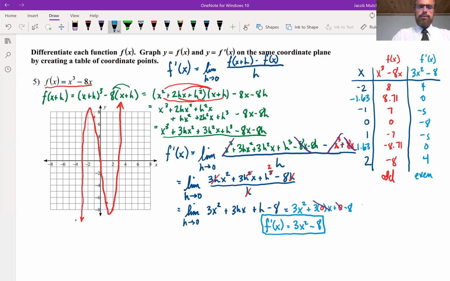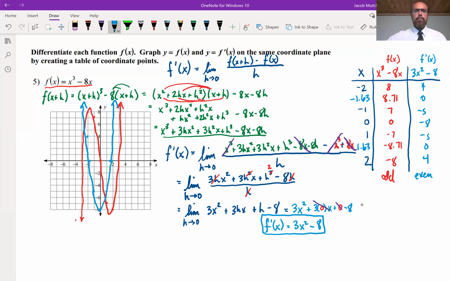We can now sketch the derivative graph. So at negative 2, it has the value of 4. Crosses the x-axis where the original had its maximum. Negative 1 is negative 5. 0 is negative 8. And then we have very symmetric placement around it. On the right, it has its 0 where the original had its minimum, and then 2, 4. So at that point, we can graph the derivative. And that completes the task.